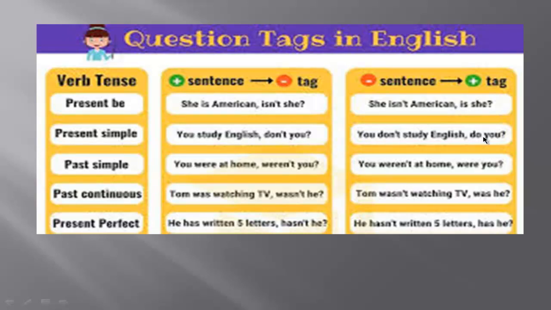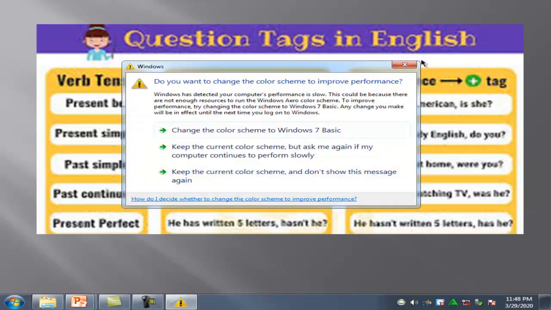If we have a negative sentence, you don't study English, do you? In the past simple, the negative of the past simple is didn't, and the negative of the verb to be in the past is wasn't or weren't. You were at home, weren't you? You weren't at home, were you? The past continuous: Tom was watching TV, wasn't he?